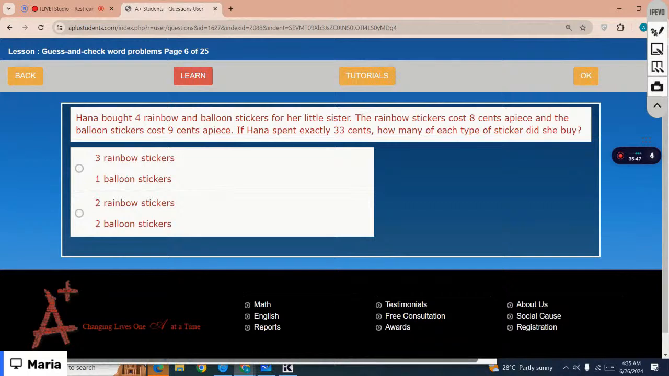The correct option is 3 rainbow stickers and 1 balloon sticker. Option number 1 is the correct option.